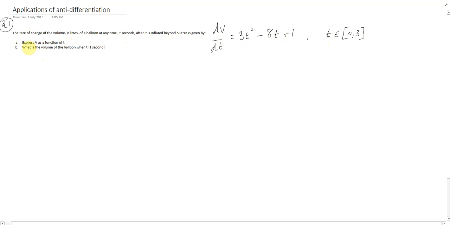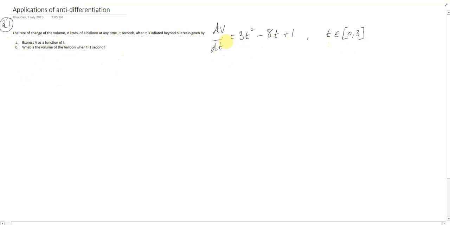So here are our two questions. Part A: express V as a function of t. And part B: what is the volume of the balloon when the time, t, is 1 second? So first off, express V as a function of t. Well, currently we've got dV/dt.